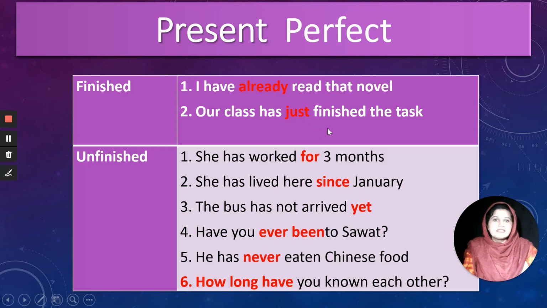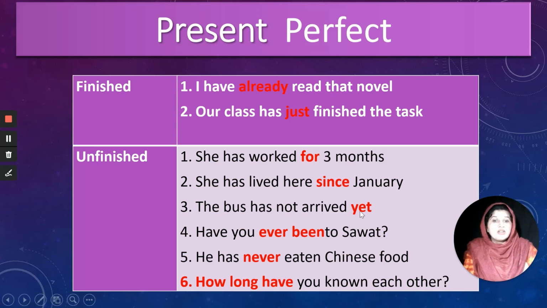Then our class has just finished the task, right? Just finished the task. So it is again giving the sense of the task which is complete. Then we also use present perfect tense for unfinished tasks, like she has worked for 3 months. It means that for 3 months she worked and still the work is in process. It's not finished. Then she has lived here since January. Since January, she lived here, and it's true for the present now. अभी भी she lives there.